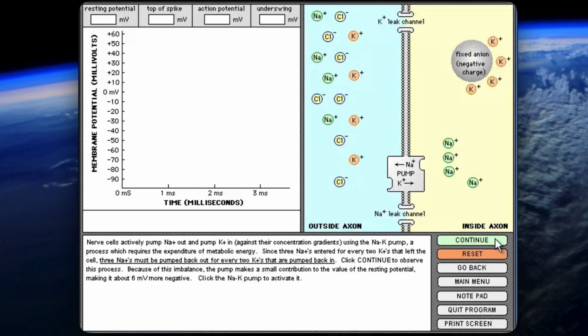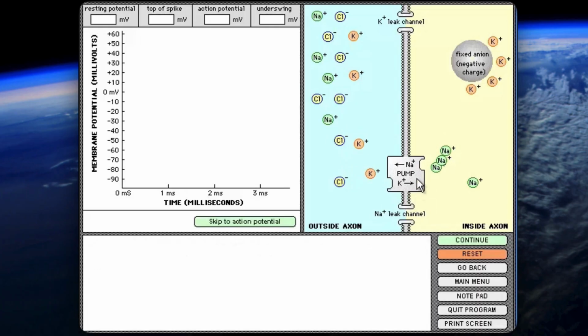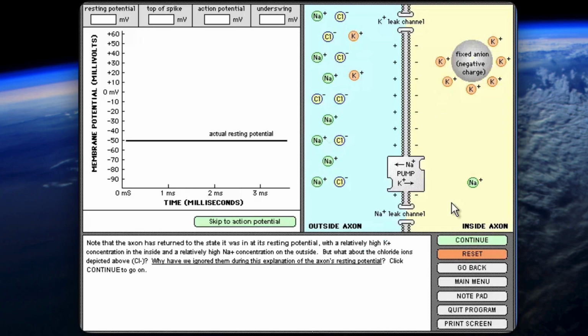The sodium-potassium pump will now be activated. The axon has returned to the state it was in at its resting potential, with a relatively high potassium concentration on the inside and a relatively high sodium concentration on the outside.